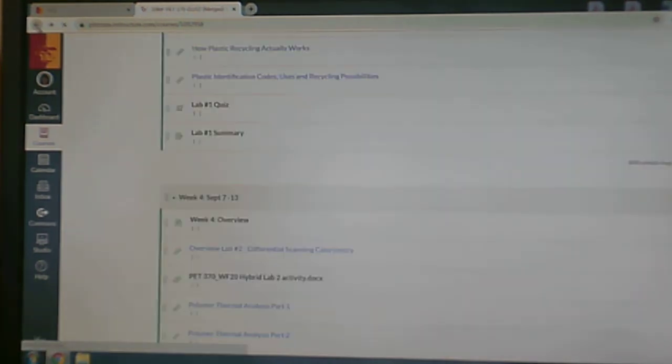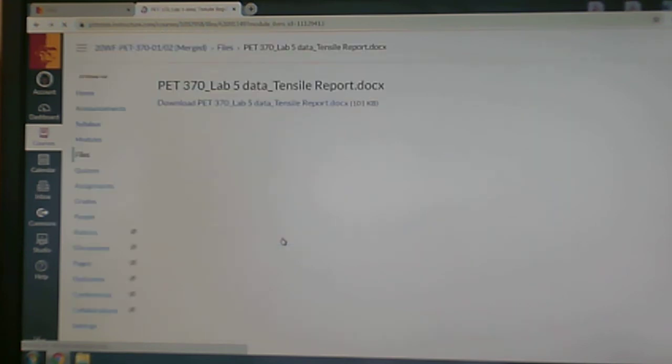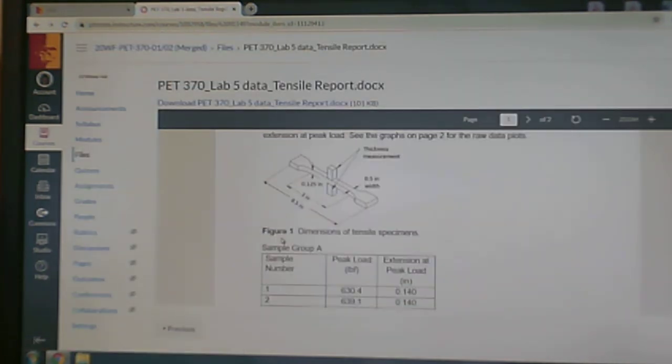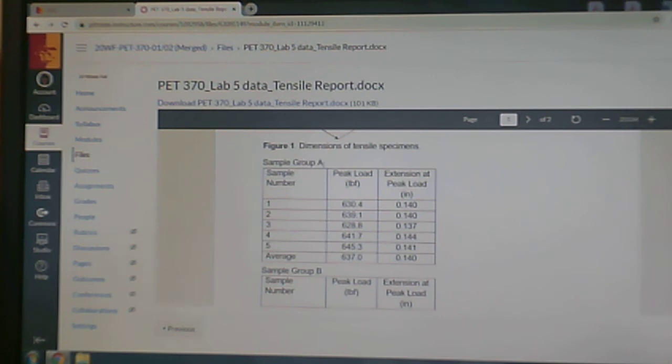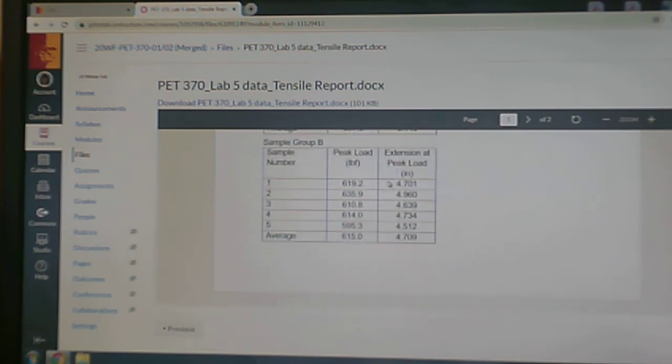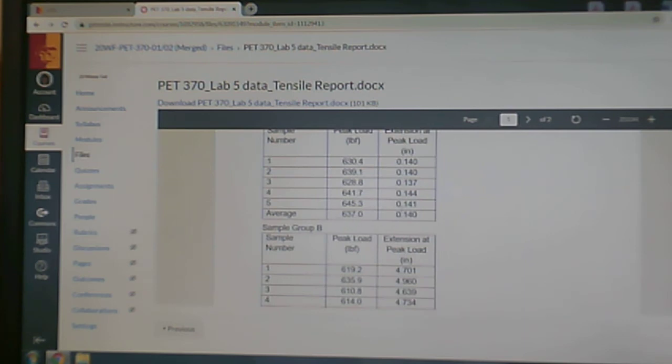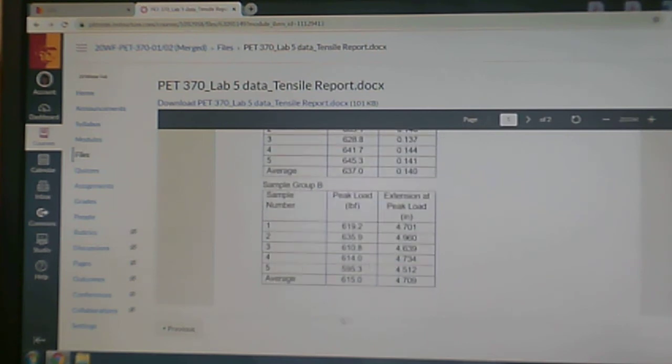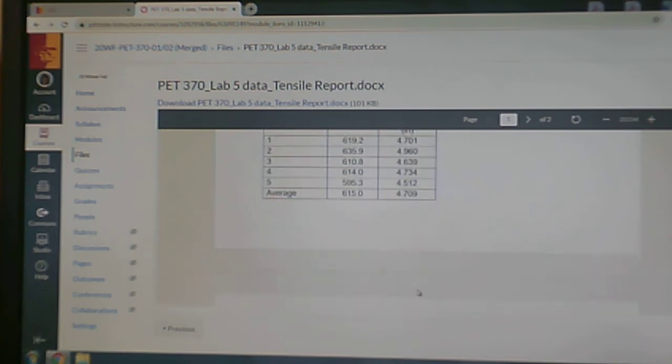And so then we did tensile testing of these samples as well. And so tensile testing was accomplished, and we again did a sample group A and a sample group B. From those data we got peak load and then extension at peak load. So this is the strength of the material and then the strain that was present on the material at that load. So we have the average reported here for peak load for A, and the average extension at peak load reported for A, and then the same thing for B. So once again, average peak load and then average extension at peak load.